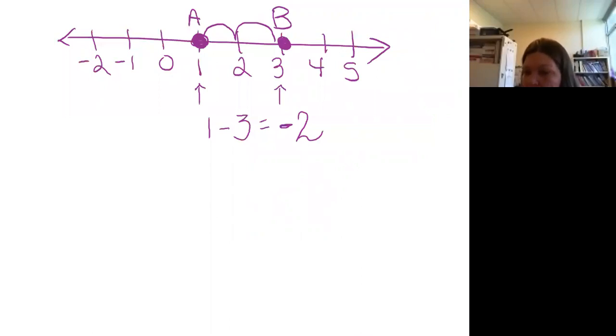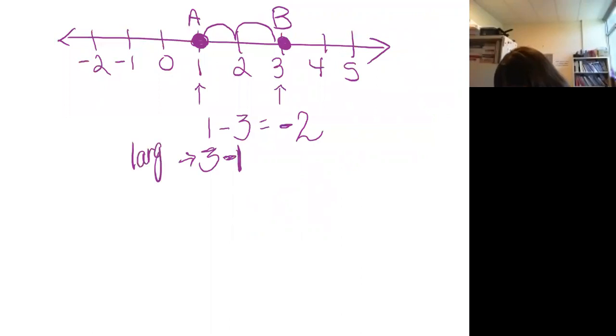Okay, so there's a couple ways that I can do it to make sure, because I know distance has to be positive. Now, I could just flip the order if I wanted to. You know, I could do B minus A. I could make sure that the larger number comes first. Three minus 1 will be 2. And so I could do that.